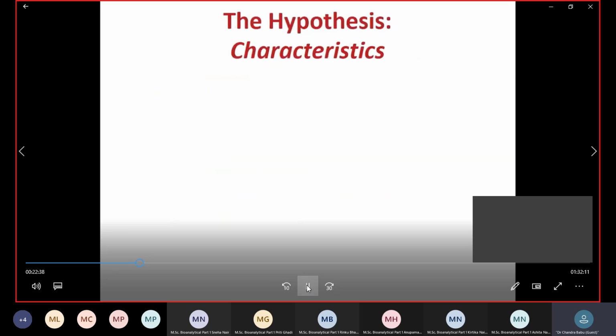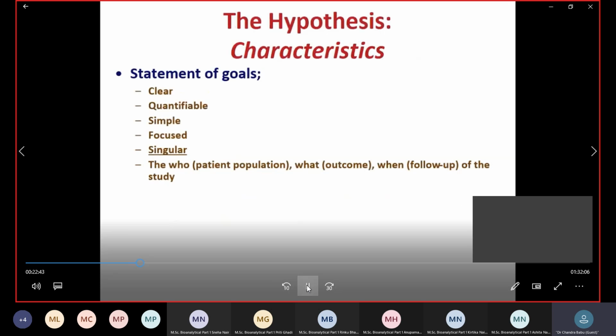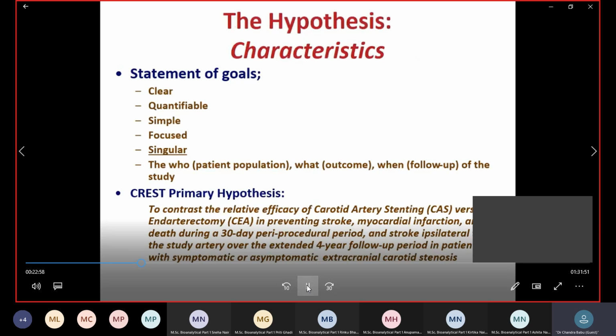So the next topic, if you look at that outline, was the different types of hypotheses. Basically, what I want is a hypothesis that's clear, quantifiable, simple, singular, and doing one thing in a clinical trial. It gives the who, what, and when of the study. This is the CREST primary hypothesis: to contrast the relative efficacy of stenting and endarterectomy, that's the treatment, in preventing stroke, myocardial infarction, and death during a 30-day procedural period, and stroke afterwards. That's the what and the when. And then in patients with symptomatic or asymptomatic extracranial stenosis, that's the who.